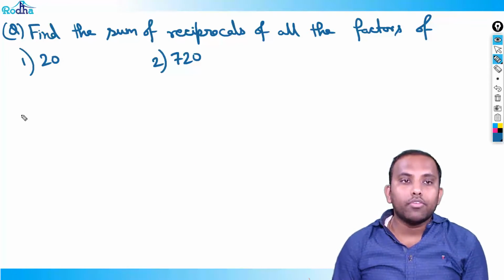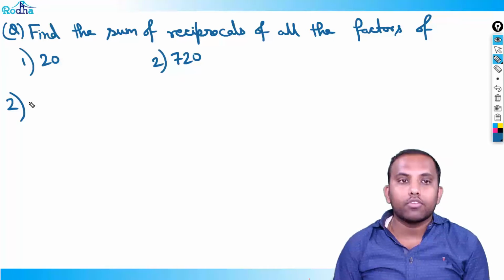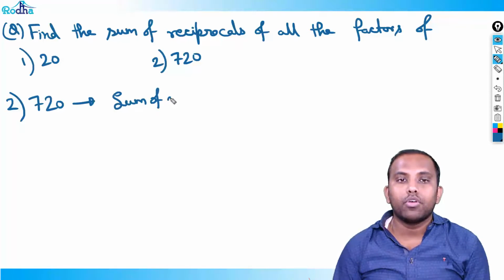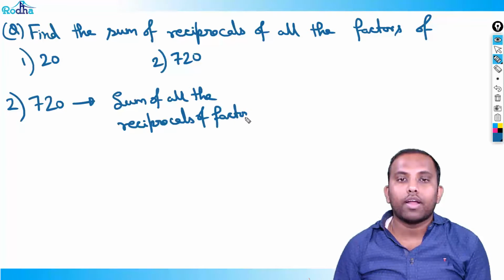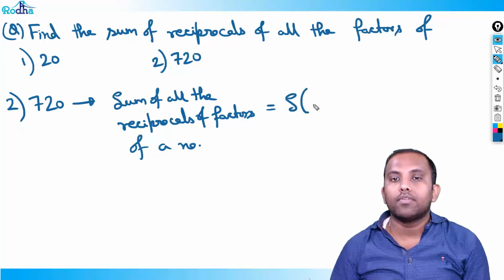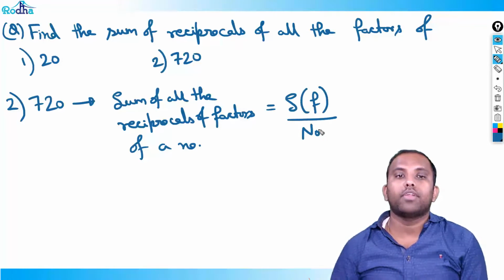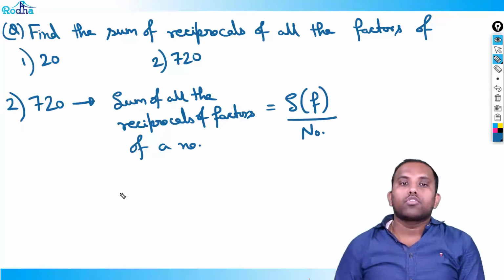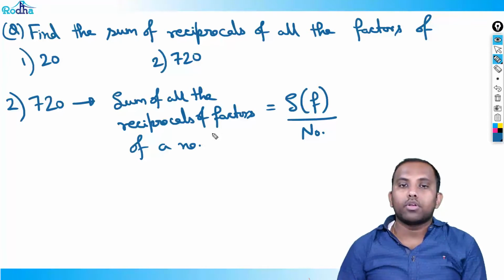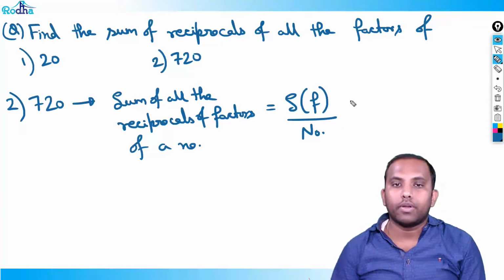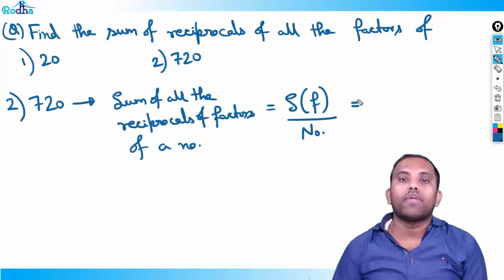So if I have to find the sum of all the reciprocals of the factors of 720, what should I do? Again, the simple answer is that the sum of all the reciprocals of factors of a number is equal to the sum of all the factors divided by the number itself. This is the concept we know. So for 720, we need the sum of the factors of 720, right?